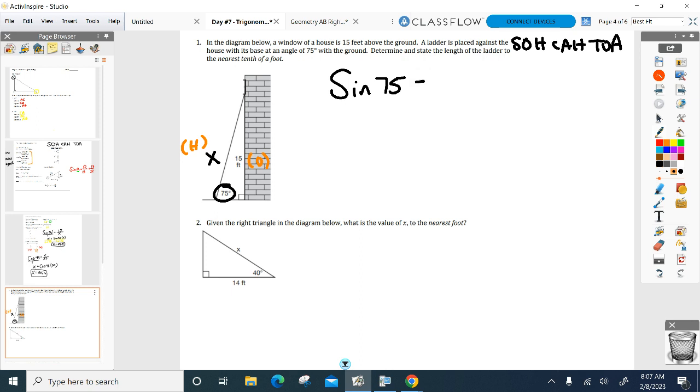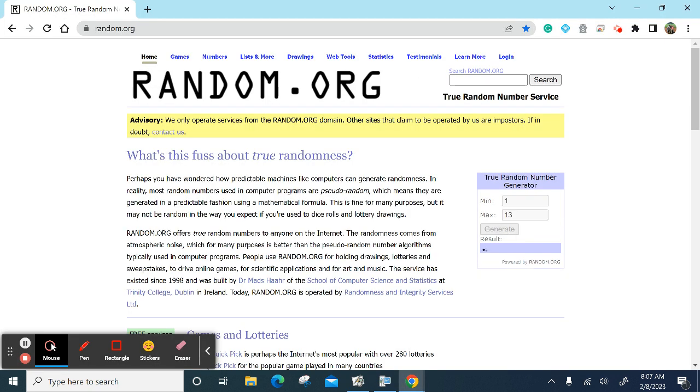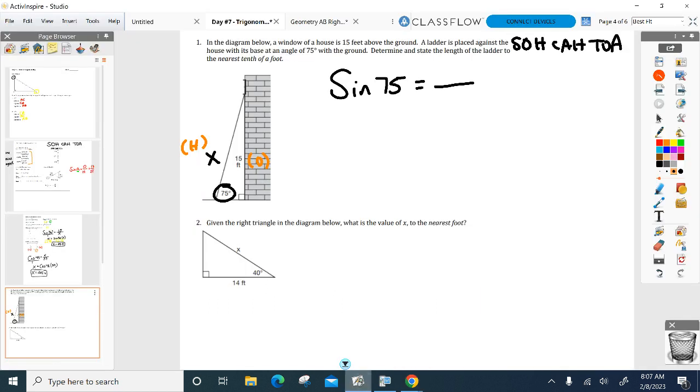Sine 75 equals, what side goes where now? Opposite over hypotenuse. So 15 over x. There you go. Let's put it over 1 and cross multiply. Go ahead. 15 equals sine 75 times x.